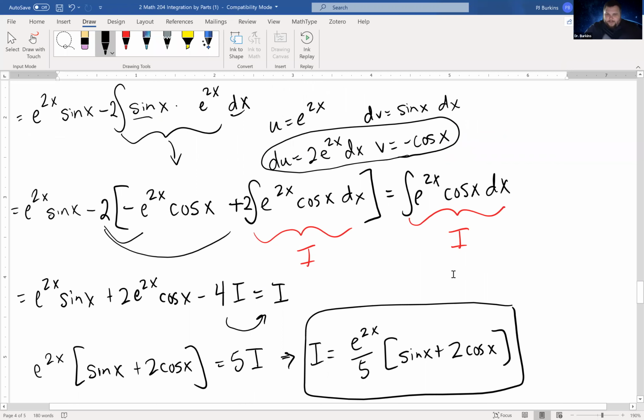Now, as a technicality, there should be a plus c in here. It's just a little less intuitive as to when to write it, because there's always an integral left behind. So just need to add it at the end.